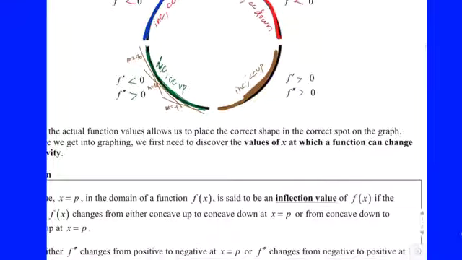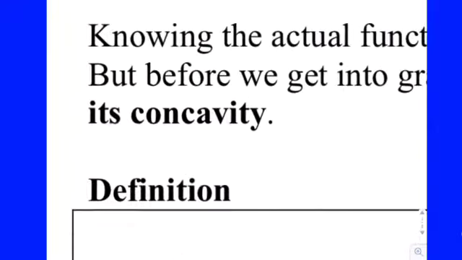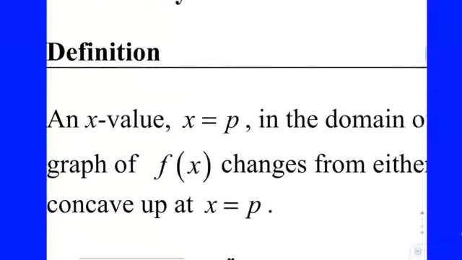So knowing the actual function values, again, will allow us to place those on the coordinate plane. But first we need to discover, okay, at what value of x can a function change its curvature, its concavity? And what types of values of x? All right, so here's the definition.